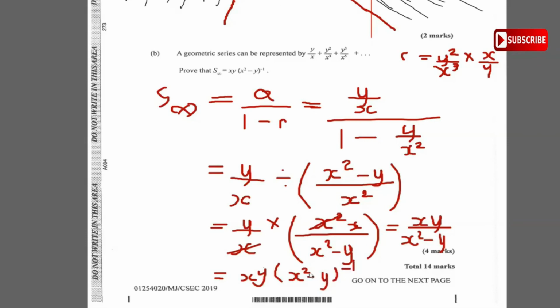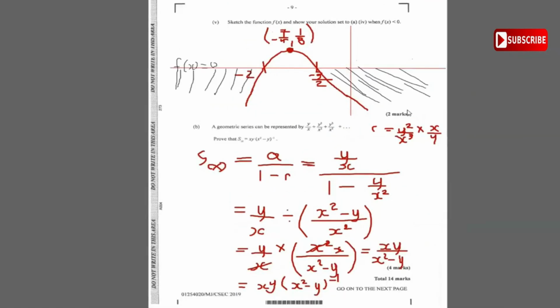Nice and easy. We can write it as x squared minus y to the minus 1. And that's it, no issues at all.